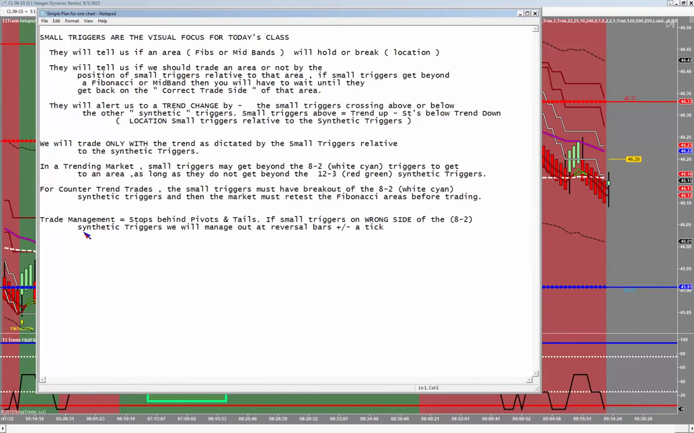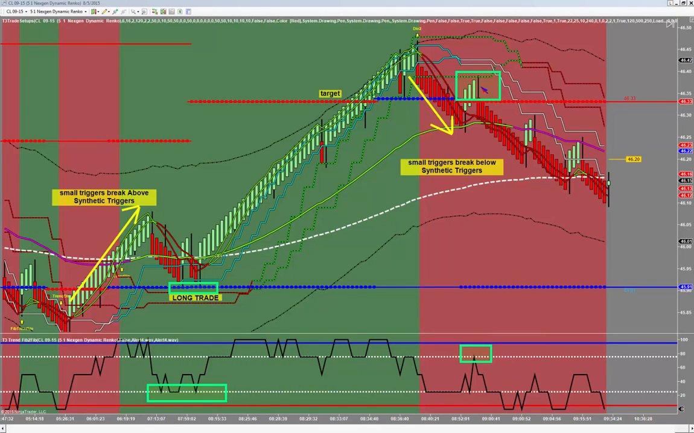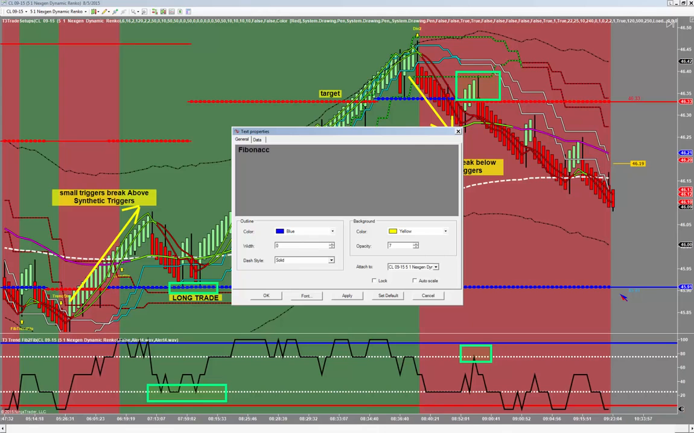So I want you to think about it. Counter trend trades, this is what we just talked about. Small triggers breaking the synthetic triggers, getting on the correct side, and then retesting the Fibonacci area before trying to put a trade on. It's as simple as it can possibly get for trading support and resistance areas. If the triggers don't break the synthetic triggers, we don't look to trade the support or resistance. It's very simple. And ultimately, this is your Fibonacci target.